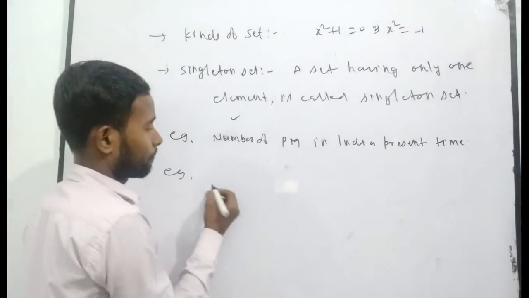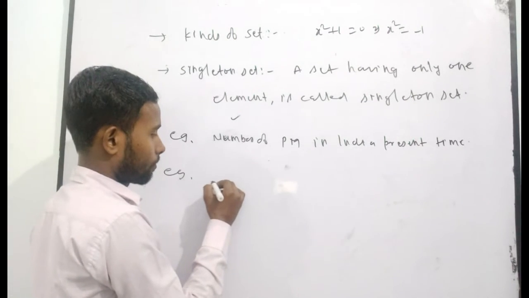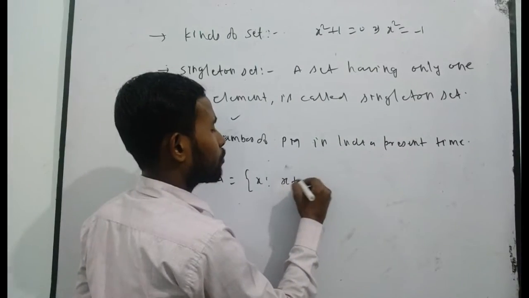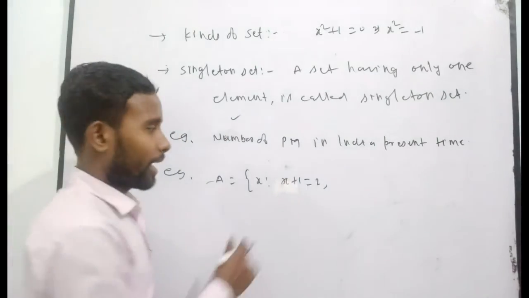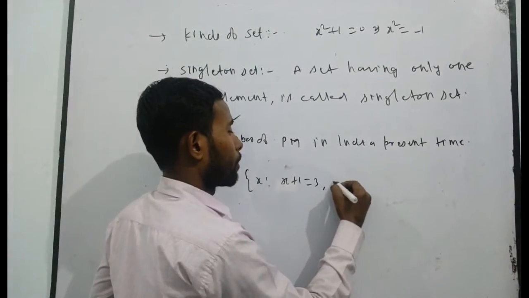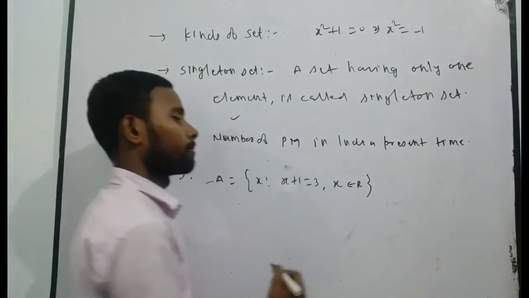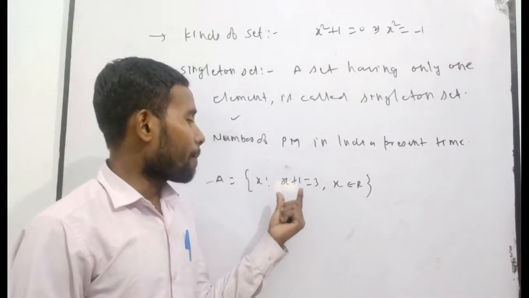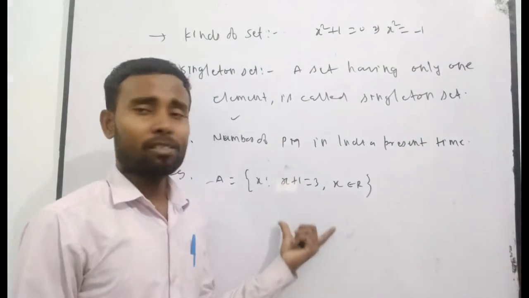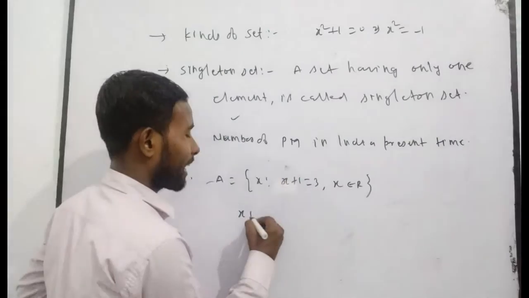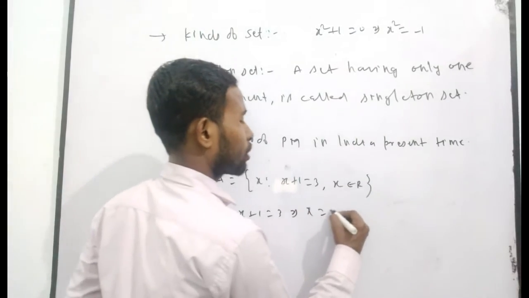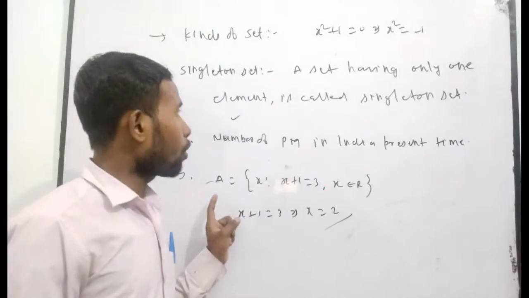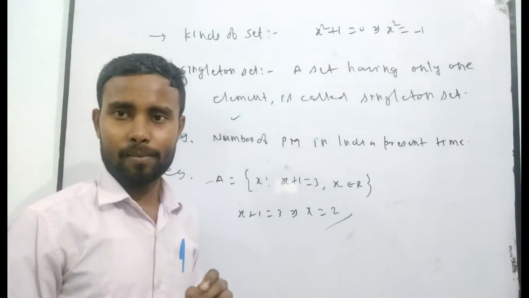Similarly, A is equal to X such that X plus 1 is equal to 3, where X belongs to real number. How many values of X satisfy it? After solving it, you get X plus 1 is equal to 3, that implies that X is equal to 2. That means only for X is equal to 2 it satisfies. So A is a singleton set.